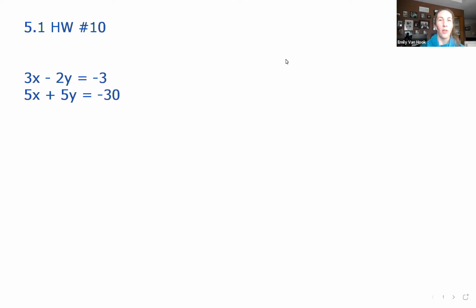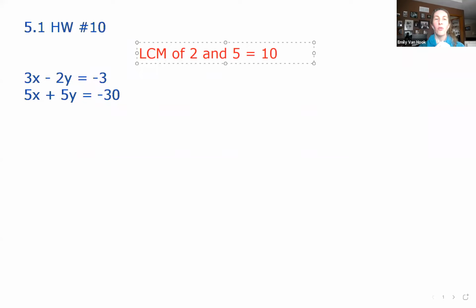If we take a look at the y's, minus 2y plus 5y, 2 doesn't go into 5, 5 doesn't go into 2. But what we can do is find a common multiple of both of those numbers. If we were to eliminate y, I would want to find the least common multiple of 2 and 5, which is going to be 10. Here's my goal: minus 10y and plus 10y, that will be enough to eliminate those variables.